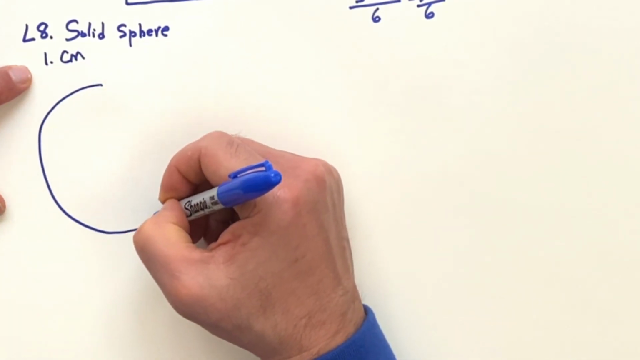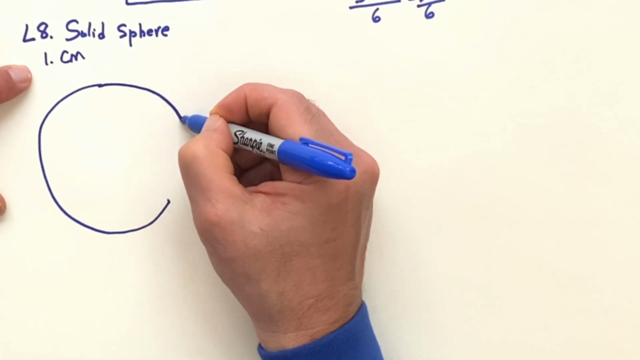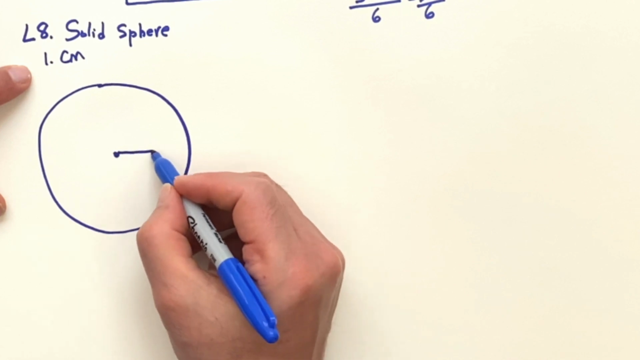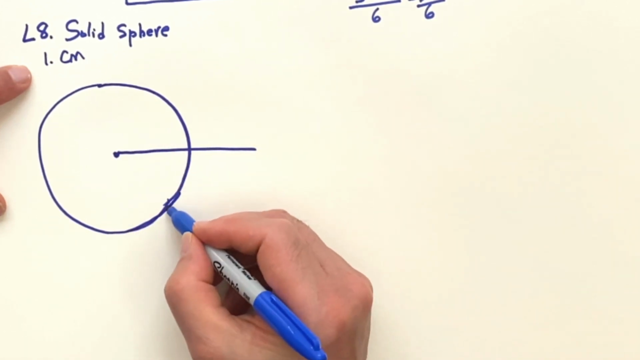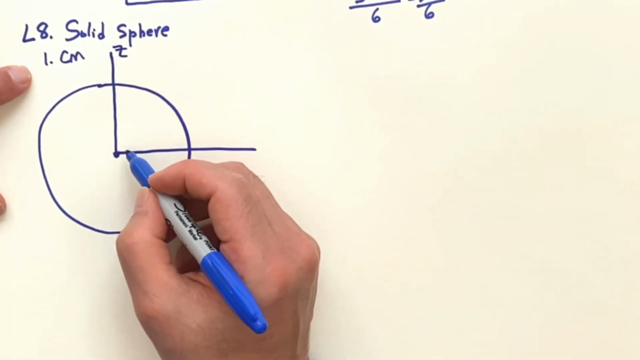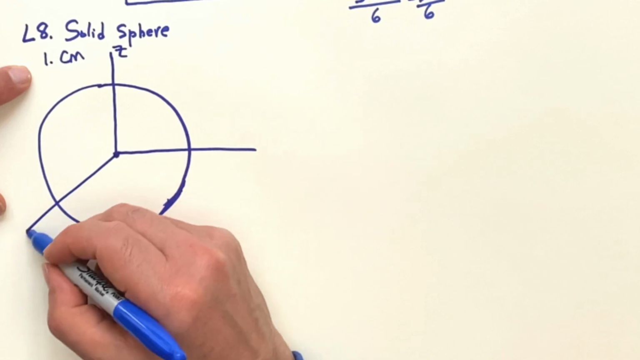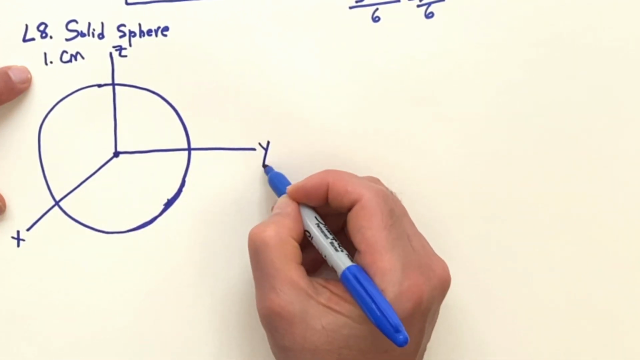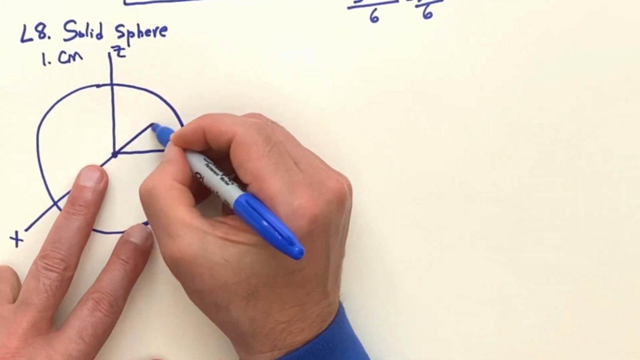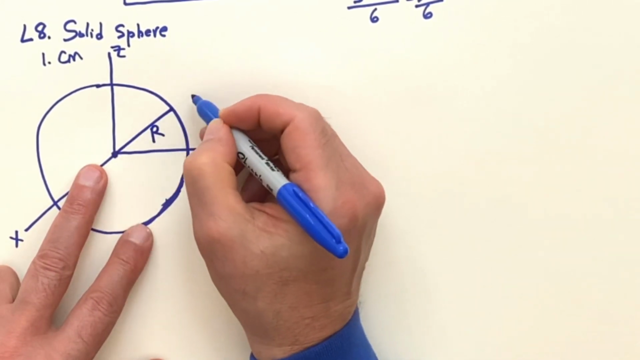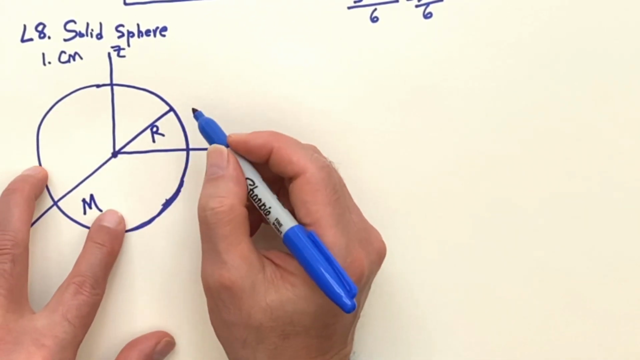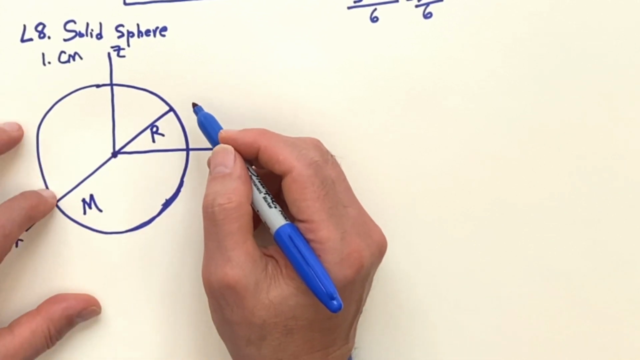So here we have a sphere, like this. Say z-axis there, x-axis there, y-axis there. And this distance is big R. The mass is big M. And we want to know the result for the sphere.